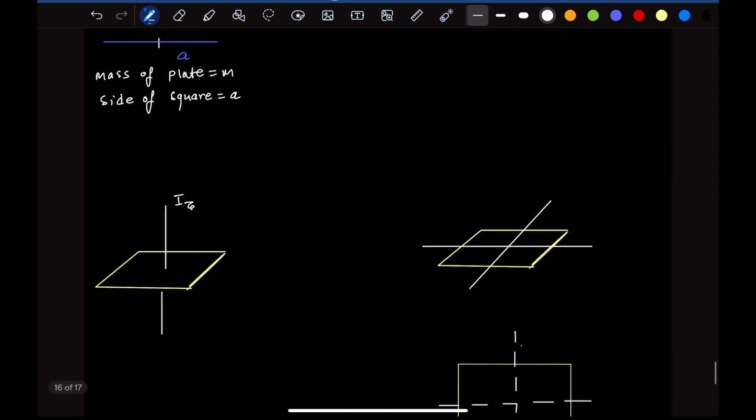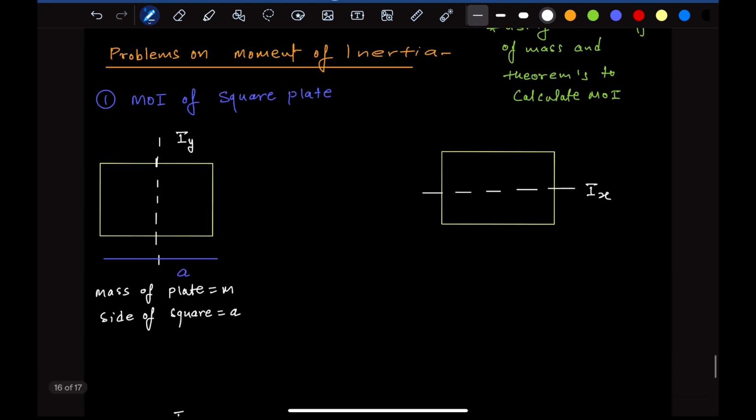Okay, so let's derive first. I have taken a square plate. The mass of this square plate is m. It is a uniform square plate and the side of the square plate is a. And first I need to find out about the y-axis. I need to find out Iy, as you can see here, right? I need to find out Iy.